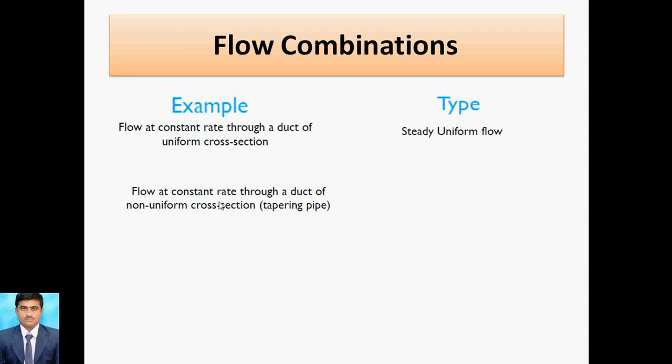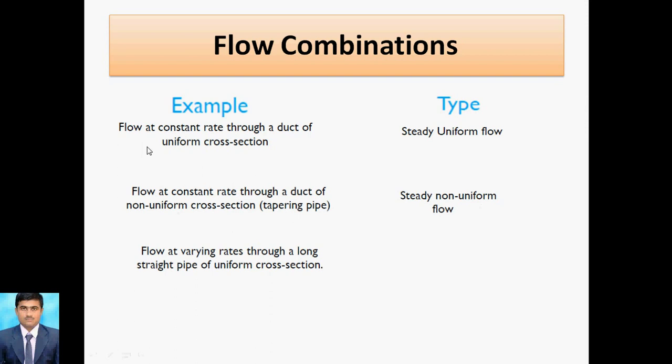So here the flow is a constant rate, but non-uniform is there. That's why we can say flow at a constant rate means steady flow, and non-uniform flow is because of the non-uniform cross section there. That's why it is steady and non-uniform flow. So always remember that flow at a constant rate means steady. Okay, and a uniform cross section is uniform flow. A non-uniform cross section is non-uniform flow.